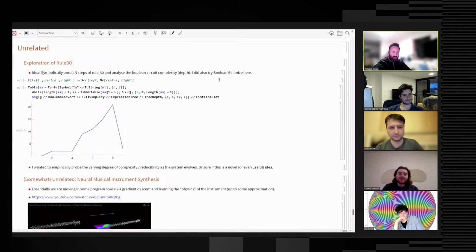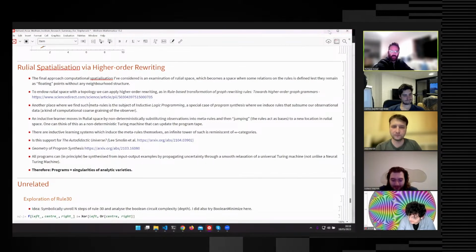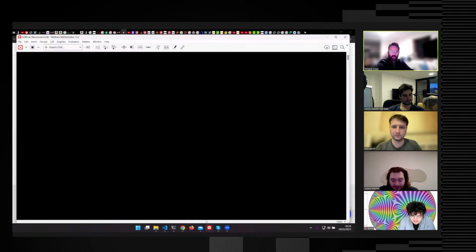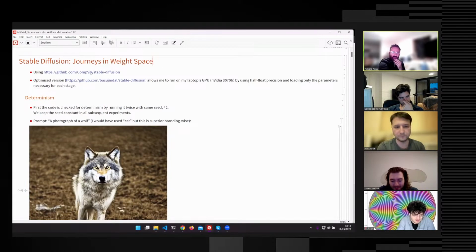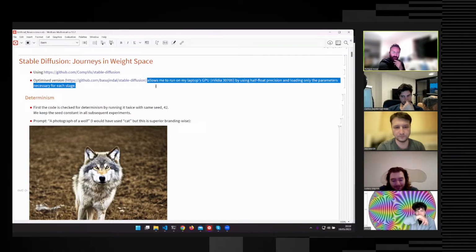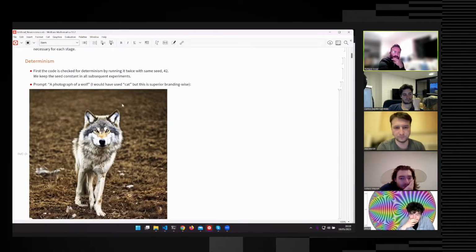So this has opened some questions about spaces of programs. An idea from Stephen was to look at neural networks, like taking a journey in weight space as another way of thinking about traveling in Rullial space. So I've taken Stable Diffusion, although an optimized version so that it can actually run on my laptop. It uses a lot of VRAM, so this optimized version keeps only what's necessary and uses half precision floats and things like that. And I did some experiments.